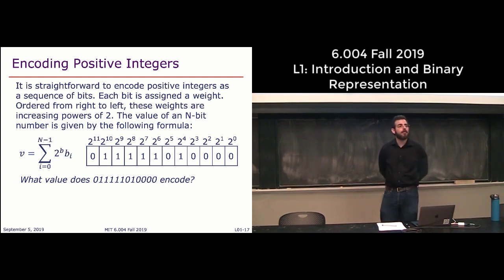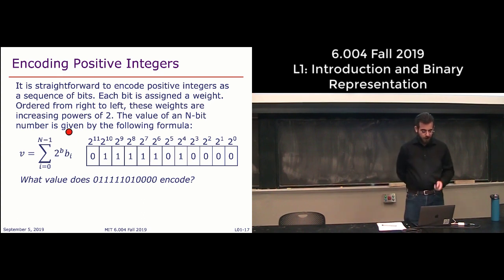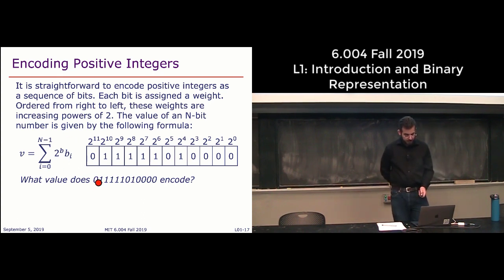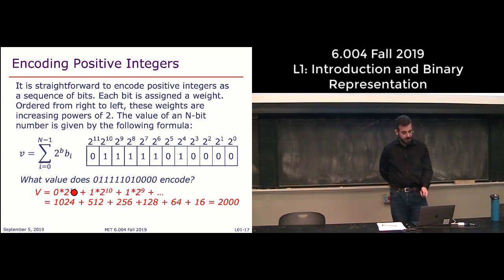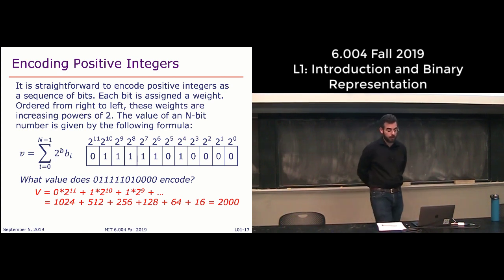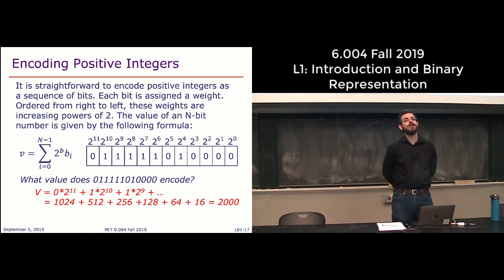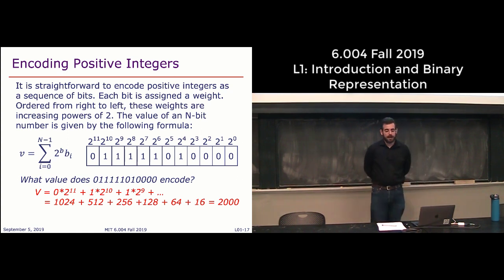So to translate from binary to decimal, what we need to do is essentially expand this formula. Going from left to right, we start by asking what position this is. This is position 11, so there's 0 times 2 to the power of 11, plus 1 times 2 to the power of 10, plus 1 times 2 to the 9, and so on. You can expand this into 1024 plus 512 plus 256 plus 128 plus 64 plus 16, which happens to be 2000.